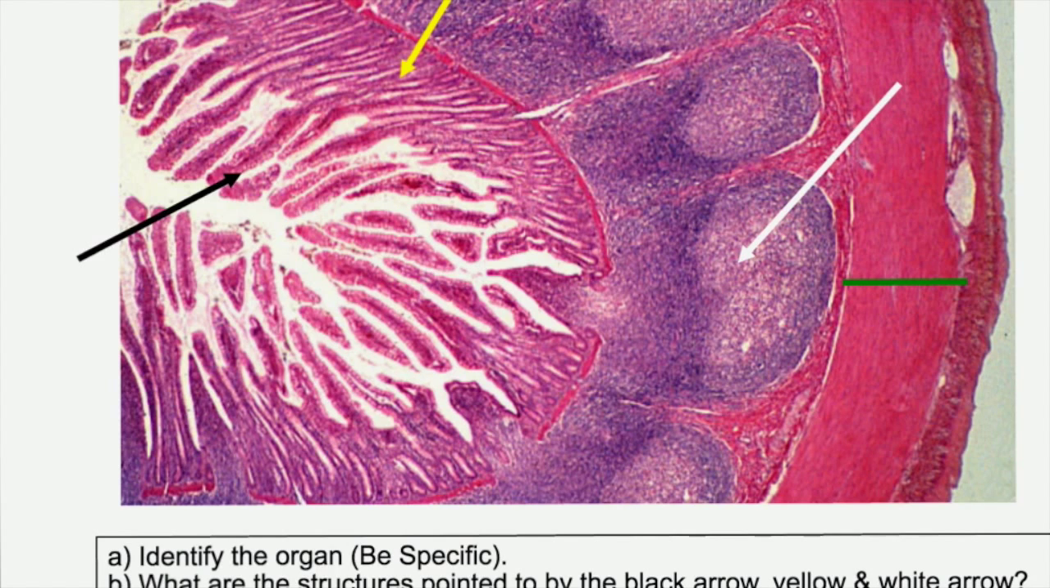Identify the layer marked by the green line. It is the musculosa or the muscularis externa. If this line is only at this area, it is the inner circular. If it involves all this thickness, it is the whole musculosa, inner circular and outer longitudinal. If it is present only in this area, it is the outer longitudinal. And the surface, of course, will be the serosa.